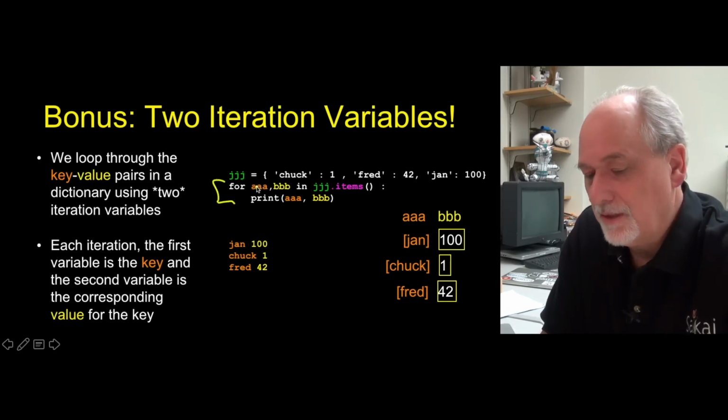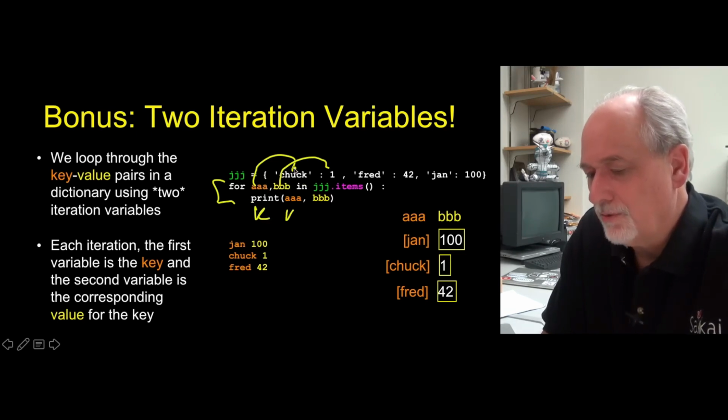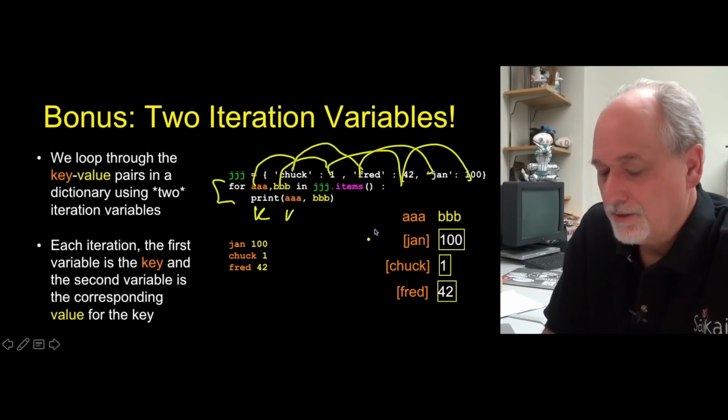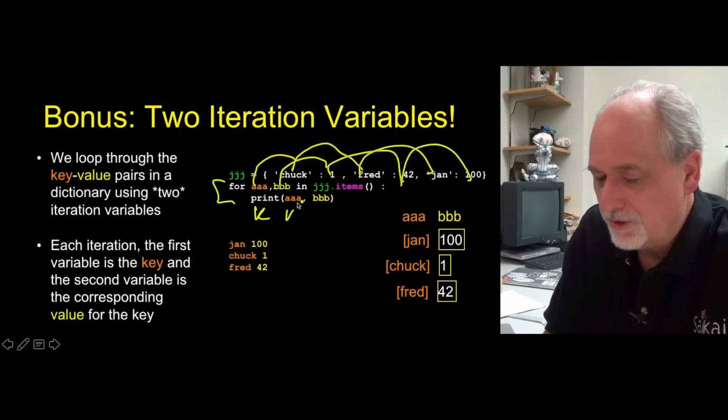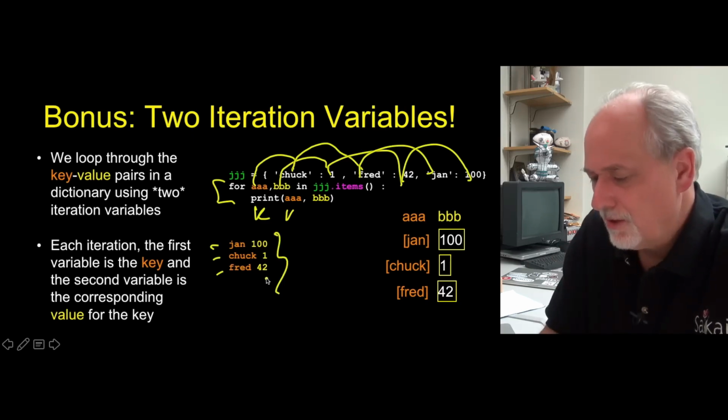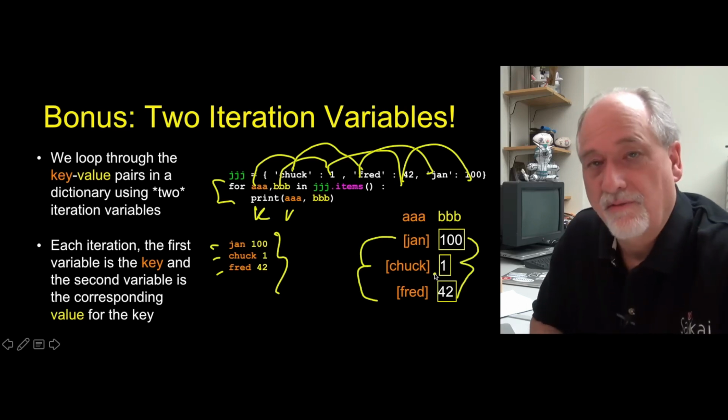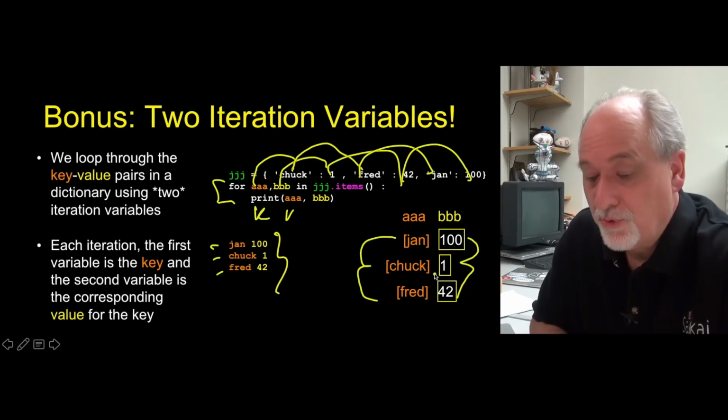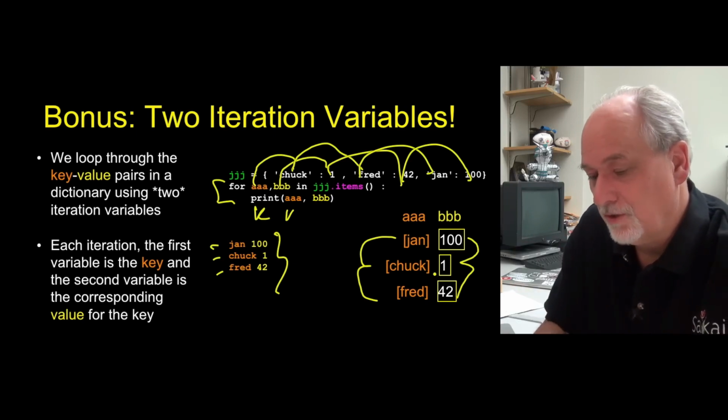So what this basically does is say we're going to simultaneously advance these 2 iteration variables. So this is going to be the key and the value, the K and the V. The key and the value is going to be Chuck 1, then they're both going to advance: Fred 42, Jan 100. And so that means in this simple loop, if we just print them out, we're going to get the key value pairs, of course in order. So AAA and BBB simultaneously walk down these key value pairs, and that's really pretty, and it makes for a very succinct loop.